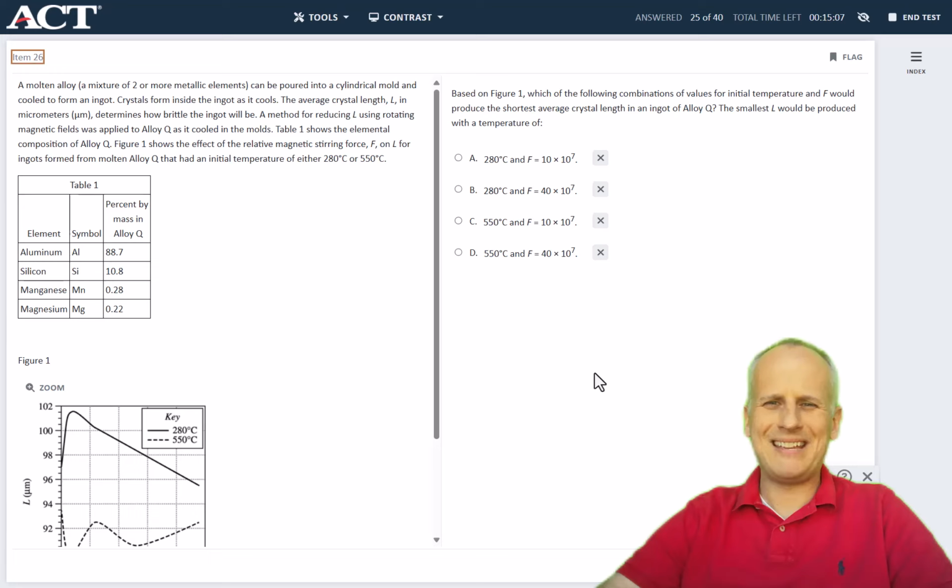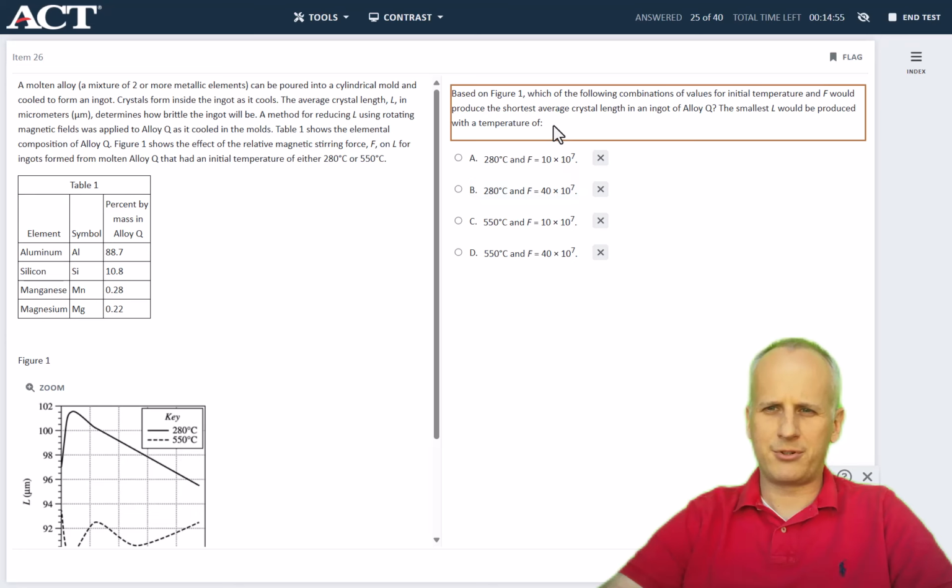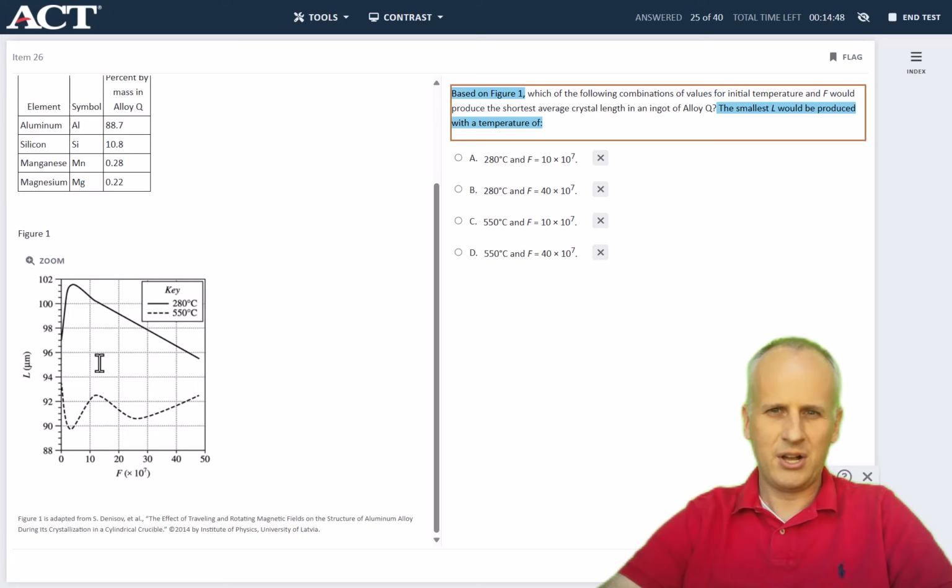Next, we've got based on figure 1, which of the following combinations of values for initial temperature and F would produce the shortest average crystal length in an ingot of alloy Q? The smallest L would be produced with a temperature of. So I need the smallest L based on figure 1. There's a whole lot going on here, and I'm really just going to focus on the figure. So we know we're being asked about the smallest L.